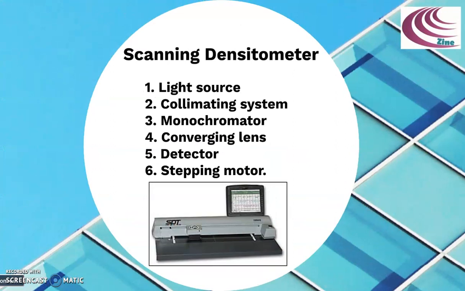The instrument used for the quantitative estimation of compounds by HPTLC is known as a scanning densitometer. A scanning densitometer has the following components: light source, collimating system, monochromator, converging lens, detector and stepping motor.